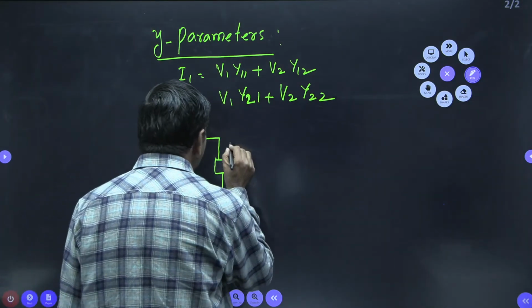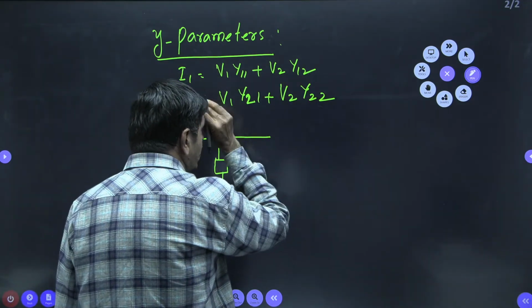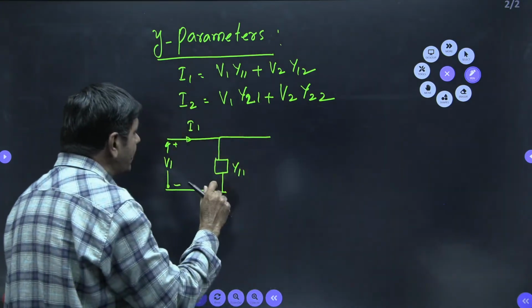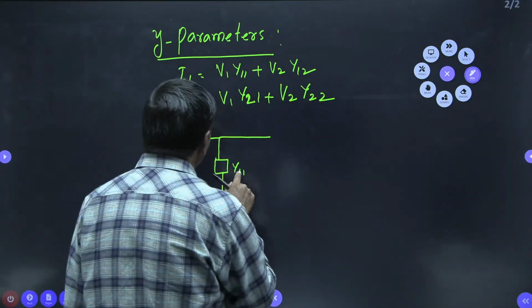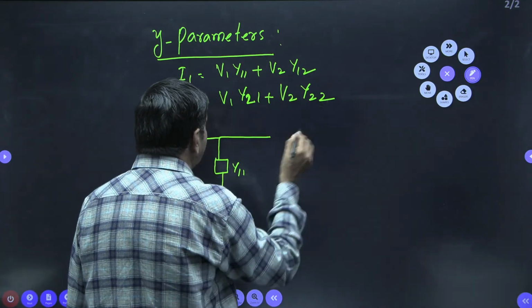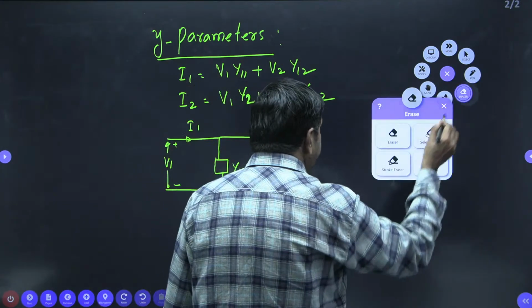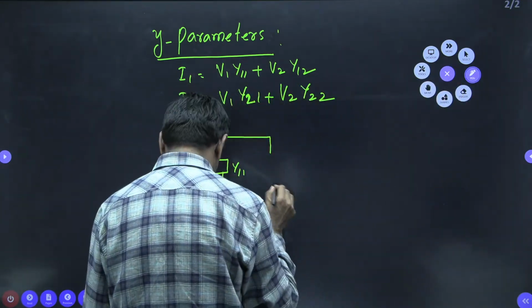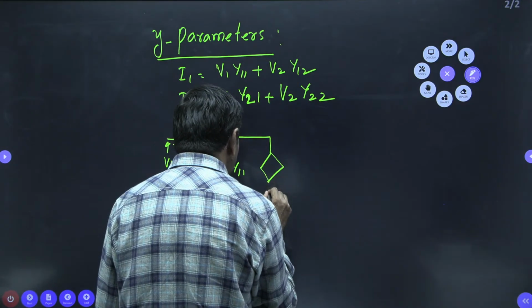And the next one is V2 into Y12. The second one is nothing but the voltage. In the Norton's equivalent circuit we need to have a parallel combination only. The parallel combination Y11 into V1 we are getting here. Here the V2 parameter we got, and V2 is nothing but the output parameter. We need to take a dependent source here, so I wish to put one dependent source like this. This is the dependent source only.